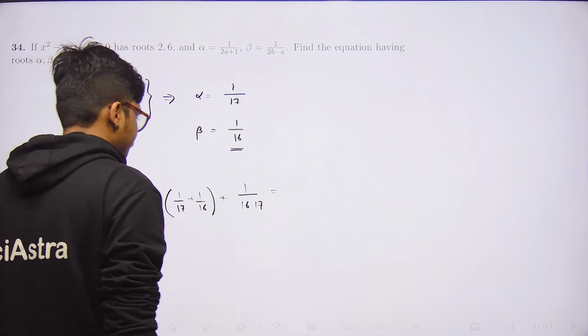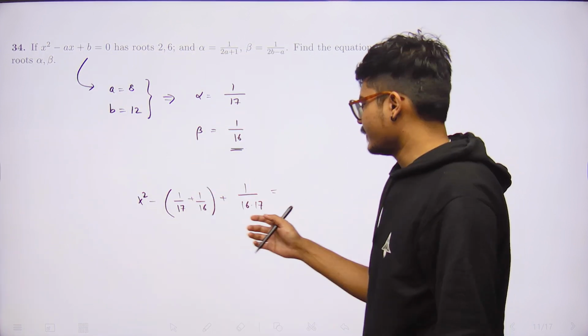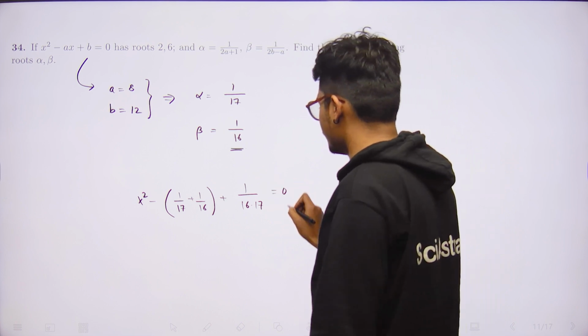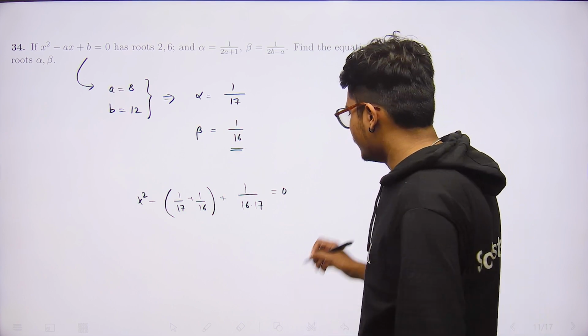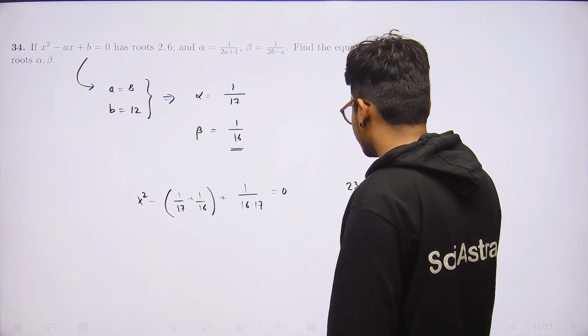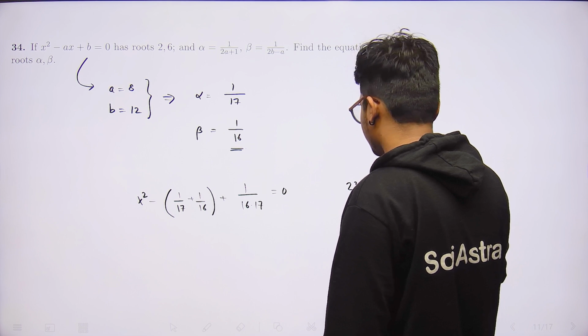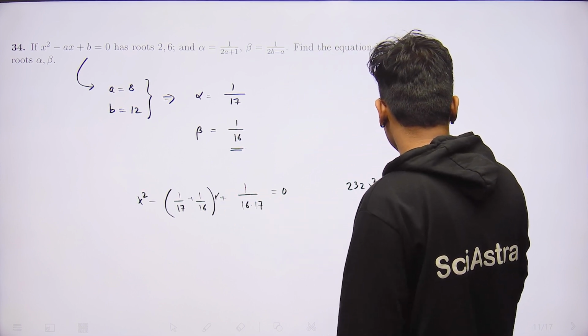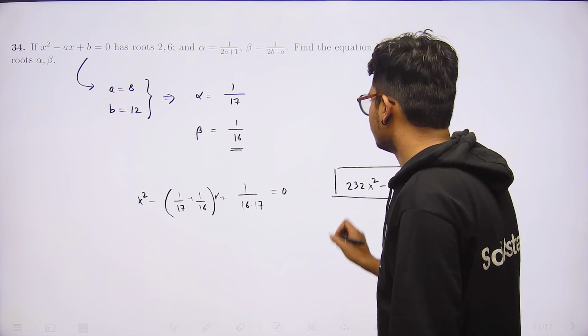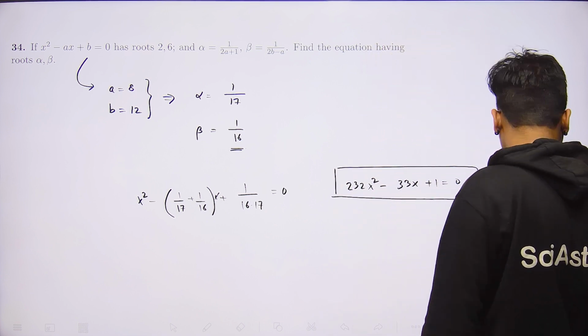Okay, ये क्या आ जाएगा? So you can multiply this entire equation by, so this is equal to 0 is your required equation, right? So multiply this entire thing by 16 times 7, which is 232, right? So this will become 232 x square minus 33x, so यहाँ पे एक x आएगा, plus 1 equal to 0. So that's your required answer, okay? Cool. तो ये गया question 34.